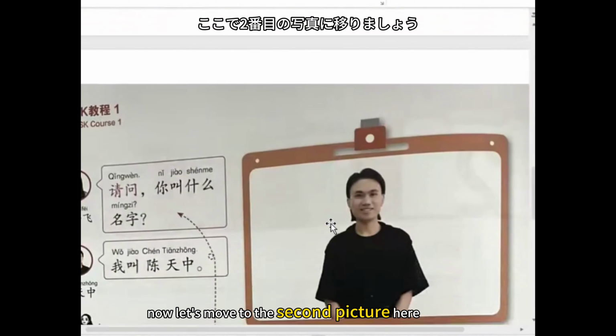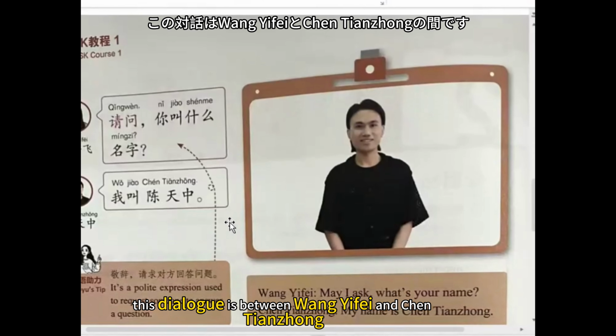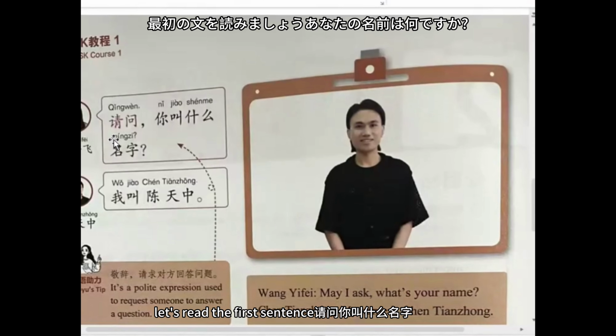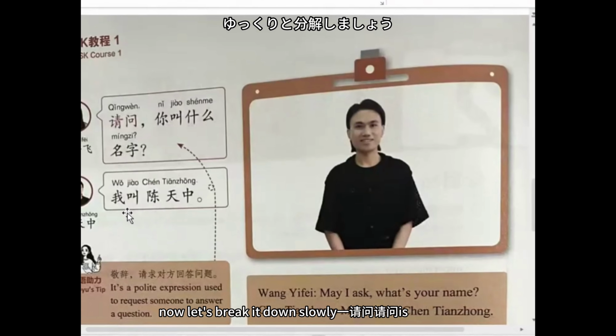Now, let's move to the second picture. Here we see a short dialogue. This dialogue is between Wang Yifei and Chen Tianzhong. Let's read the first sentence. 请问你叫什么名字? In English, this means, may I ask, what's your name? Now let's break it down slowly.